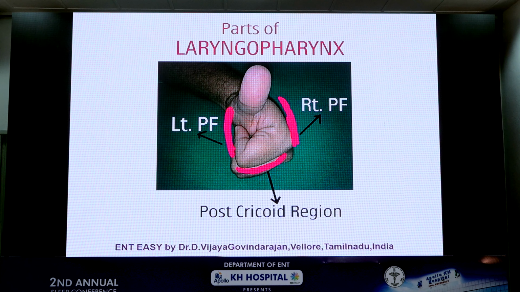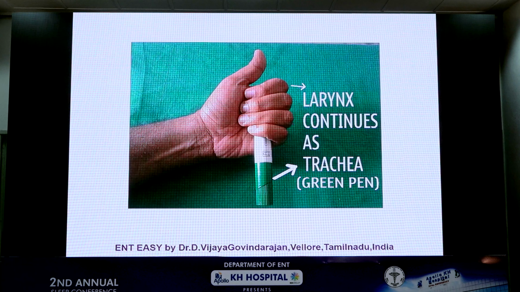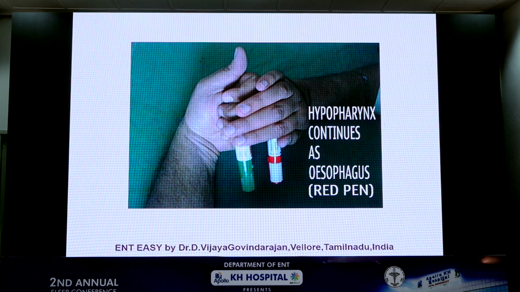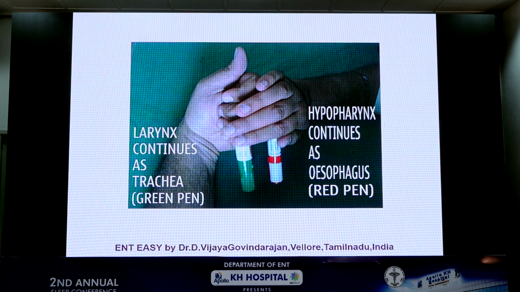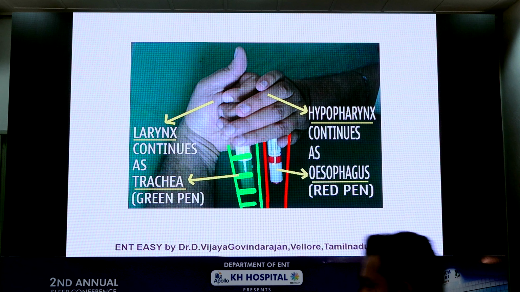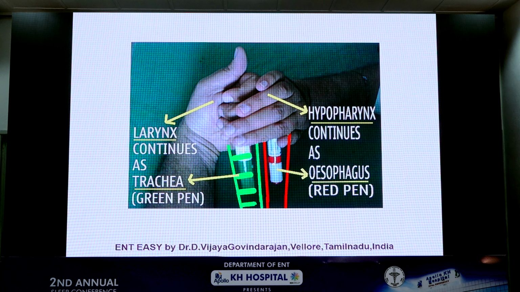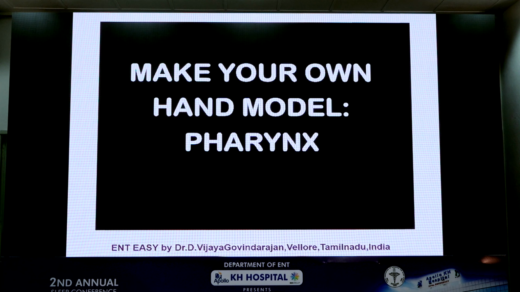All the four important regions are shown in the hand model, and once they understand this, you will exactly know where the food pipe and windpipe, that is trachea and esophagus, are. So I place the hand like this, keep two pens, just to make people understand that these two tracks are totally different, and larynx continues as trachea, hypopharynx continues as esophagus.